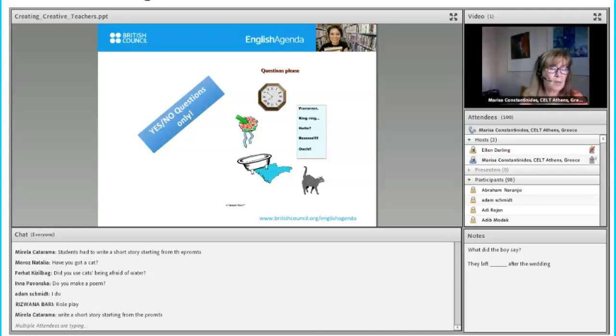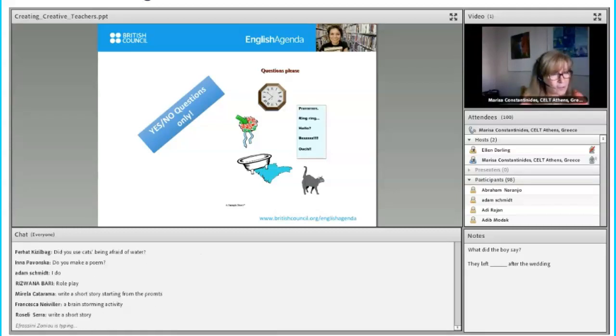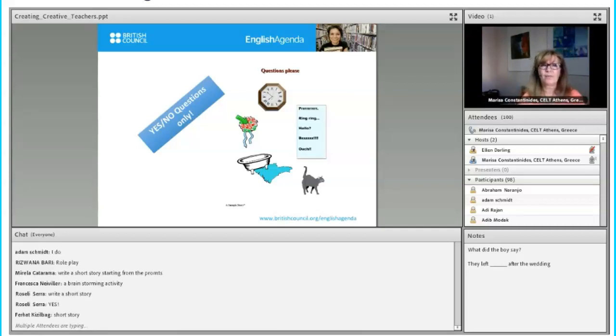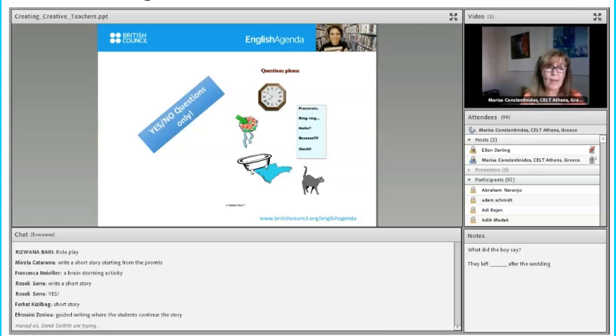Okay, it wasn't a role play. It was a short story starting from the prompts. The students had to ask me yes or no questions about the actual images and sounds. And from my answers, they had to piece the story together. Then they had to write the story. From my answers, they had to connect any gaps that they had.